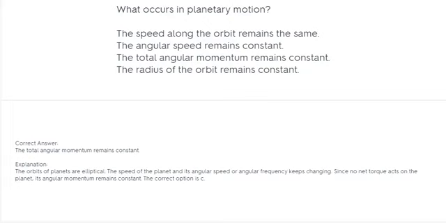Correct answer: the total angular momentum remains constant. Explanation. The orbits of planets are elliptical. The speed of the planet and its angular speed or angular frequency keeps changing. Since no net torque acts on the planet, its angular momentum remains constant. The correct option is C.